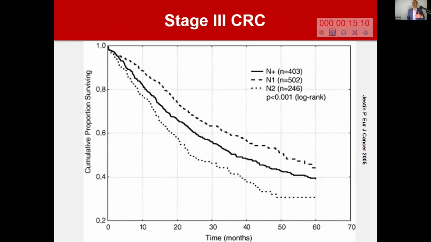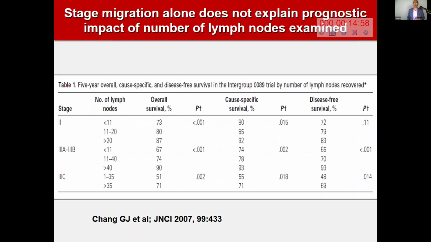And then you can see nicely that the node positive ones can be stratified into N1 and N2, and that has prognostic significance. Obviously, it's an indirect measure of tumor burden. The more positive lymph nodes you have, the poorer the prognosis is going to be. So the number of lymph nodes is important. The QA criteria that we currently use make very little sense, and I'll tell you why.